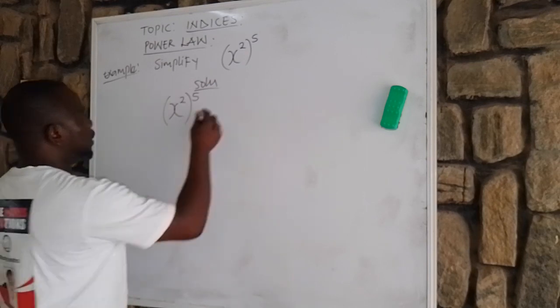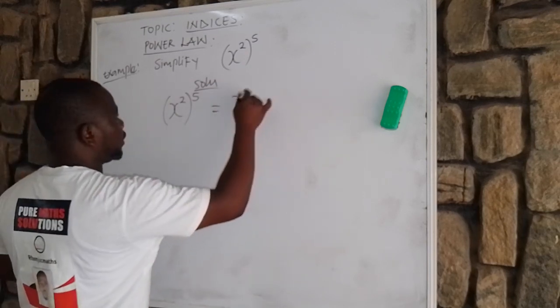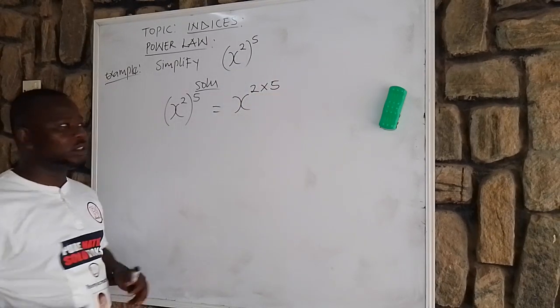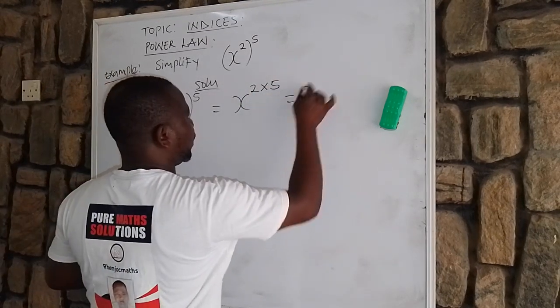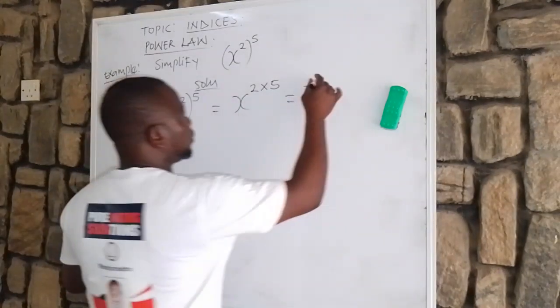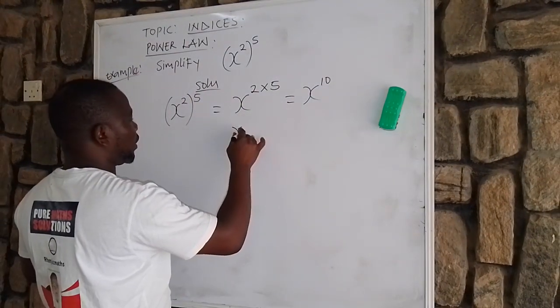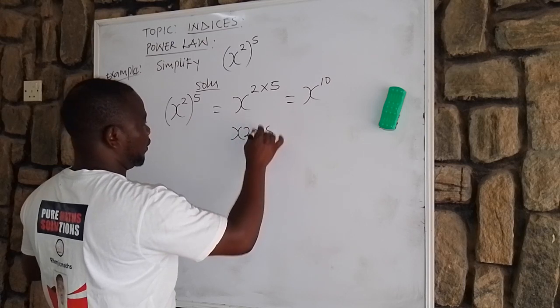So this means that this is equal to x raised to the power of 2 times 5. True or false? Then this is equal to x raised to 2 times 5, which is going to give you what? 10. Mind you, it is not written this way, x2 times 5.